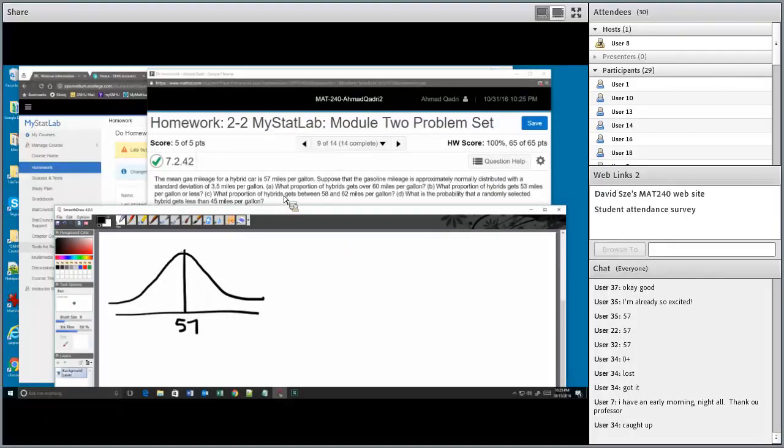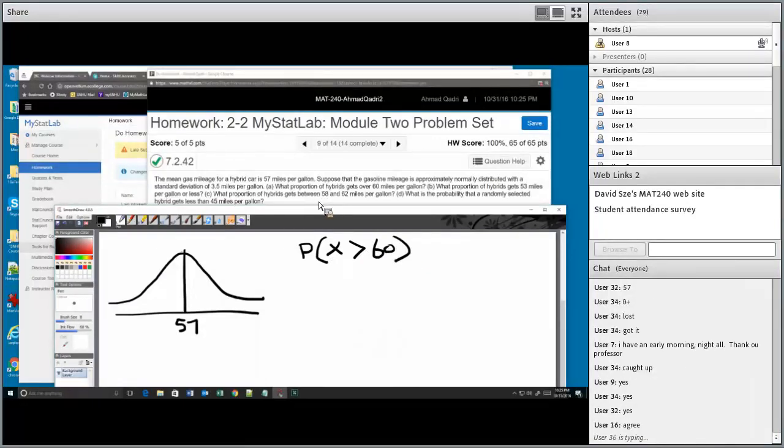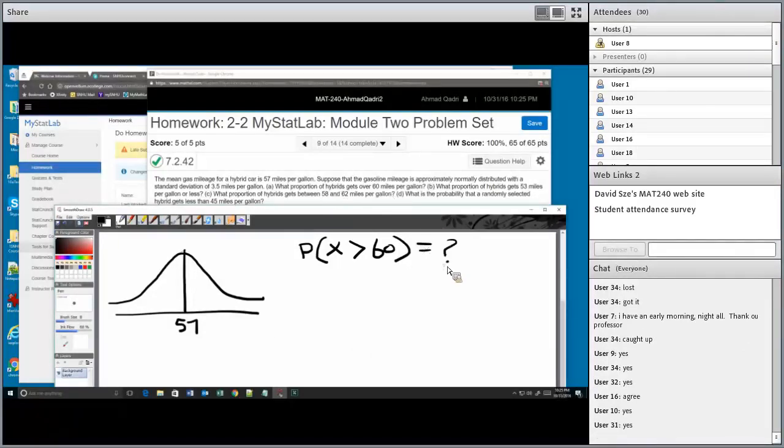So 57 is the center for a hybrid car. A hybrid car on average gets 57 miles per gallon, and we said that the gasoline mileage is approximately normally distributed. So the question is, what proportion of hybrids get over 60 miles per gallon? I can write that as we need the probability that X is greater than 60. Do you all agree that's what we're looking for? Basically, we're looking for the probability because that'll give us percentages, right, of hybrids that get over 60 miles per gallon.